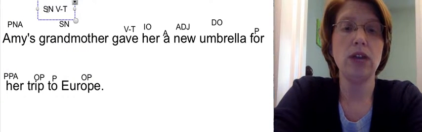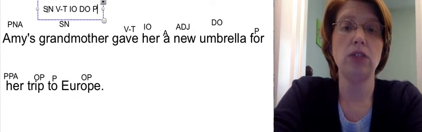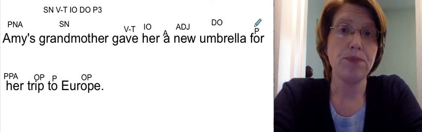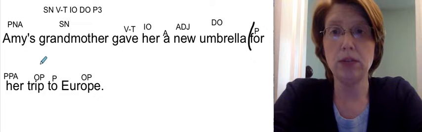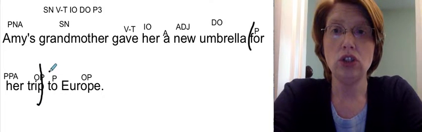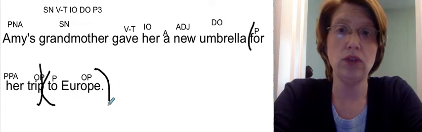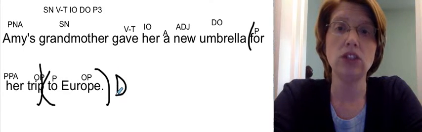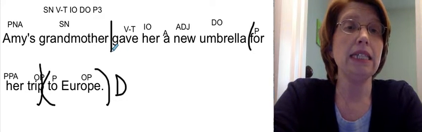Subject, noun, verb transitive, indirect object, direct object. Pattern 3, check. Verb transitive, check again. For her trip, prepositional phrase. To Europe, prepositional phrase. Period, statement, declarative sentence. Go back to the verb. Separate the complete subject from the complete predicate. Is there an adverb exception? No. Is the sentence in natural or inverted order?